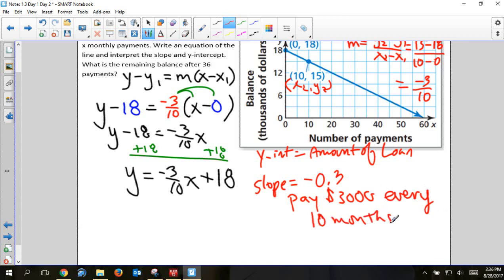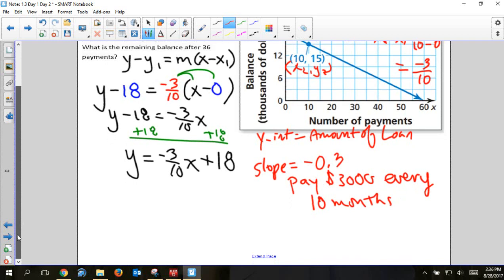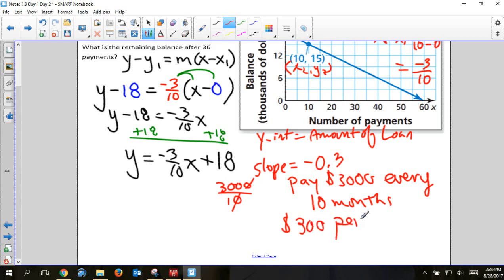But we're going to simplify that. I want to know how much it is per month. So instead of 3,000 over 10, what is it per month? 300 per month. So we simplify it down so the bottom number is $300 per month.